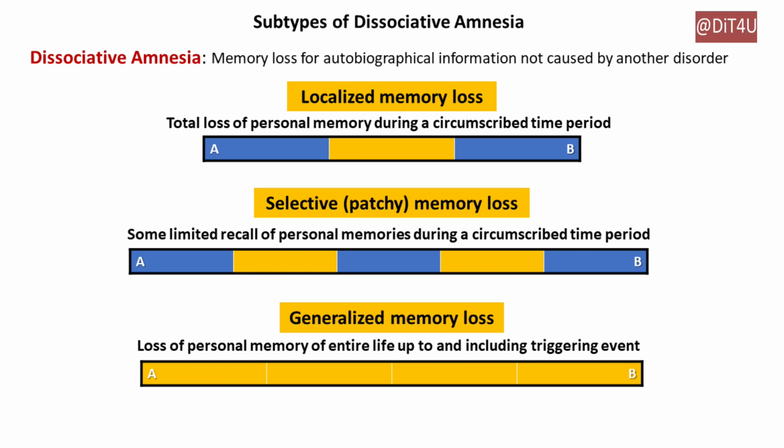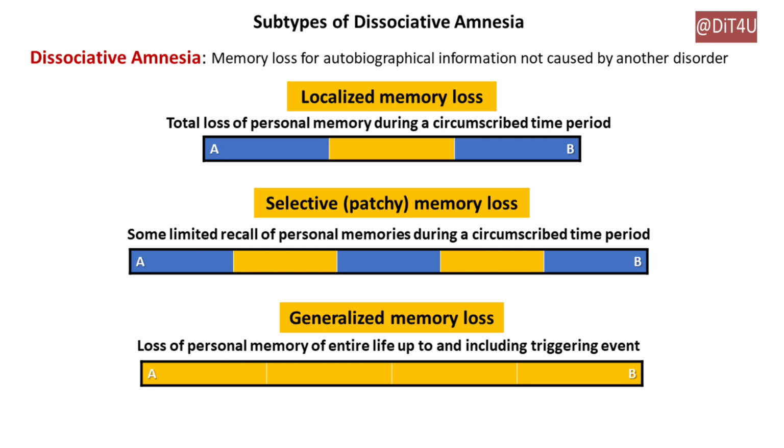So it could be localized memory loss in dissociative amnesia, where there is total loss of personal memory during a circumscribed time period. The yellow part is memory loss. But other than that, memory is okay. So only one confined period. Then selective or patchy memory loss: some limited recall of personal memories during a circumscribed time period. So there is a bit of memory loss here. When the memory is regained, then again there is memory loss. So it is patchy, not continuous.